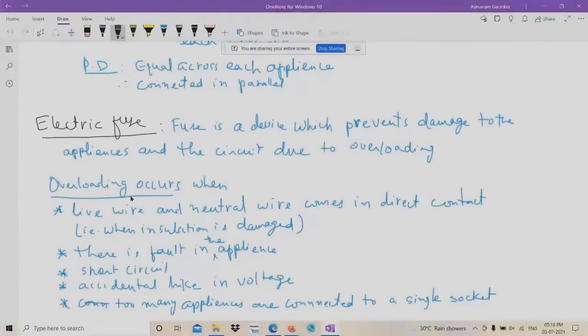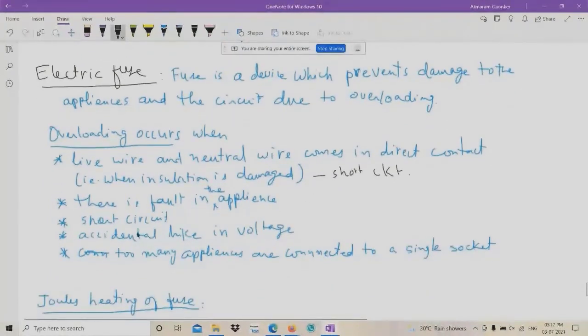Another thing you have to remember is how overloading occurs. Overloading means more current flowing. In one case, the live wire and neutral wire come in direct contact, and that we call a short circuit. So overloading occurs when there is a short circuit. When the live wire and neutral wire touch each other, it is a short circuit. If there is a fault in the appliance, then also very high current comes.